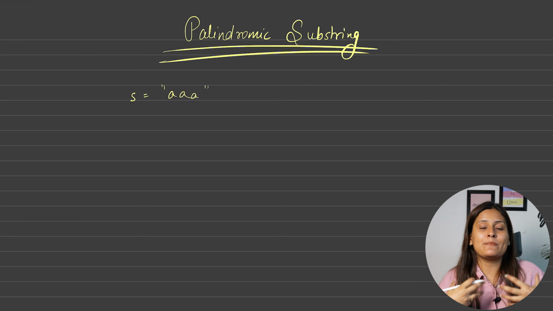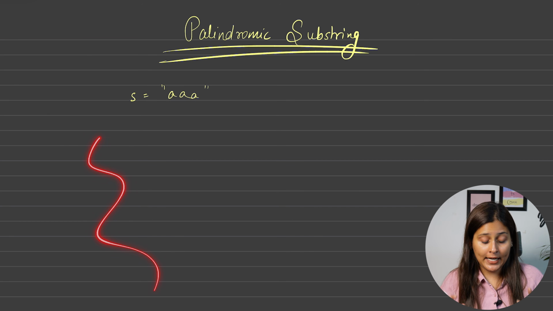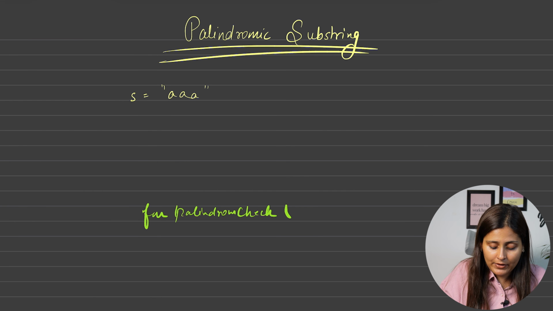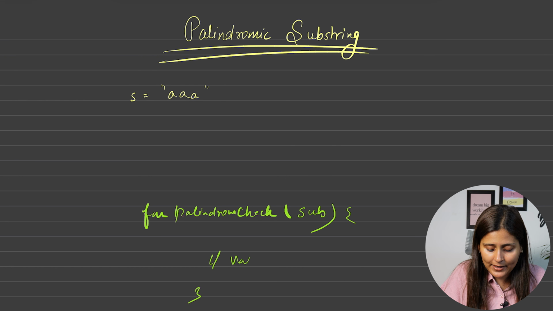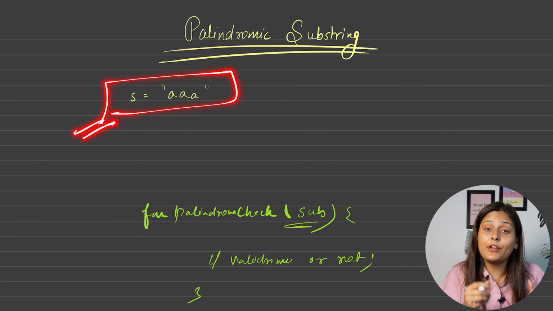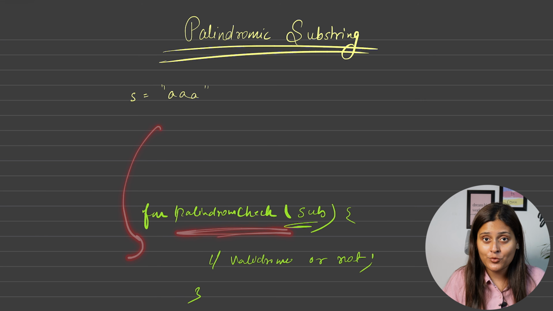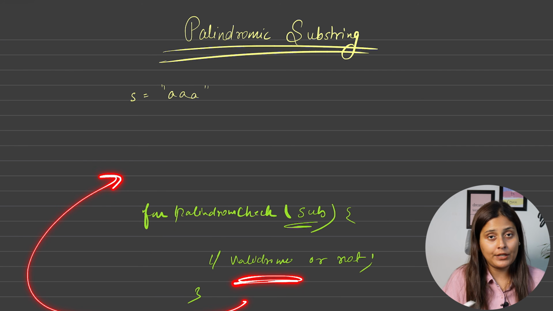So basically, I won't spend much time on rewriting the code again. We have already discussed a function called palindrome check. In this, we were sending the substring, and then we were checking if it is a valid palindrome or not. So here we are sending the substring. Basically out of this string, we have to select that substring part, and then only we have to call this palindrome check. And if this function returns true, then we will count.